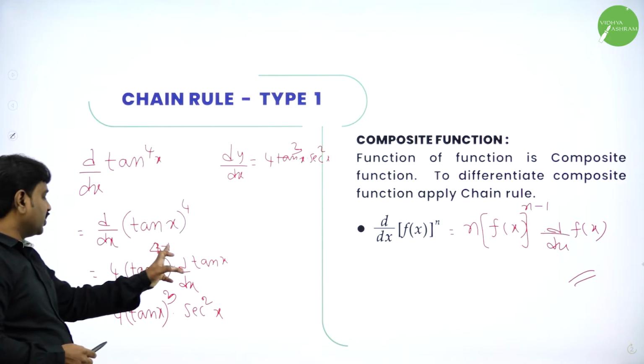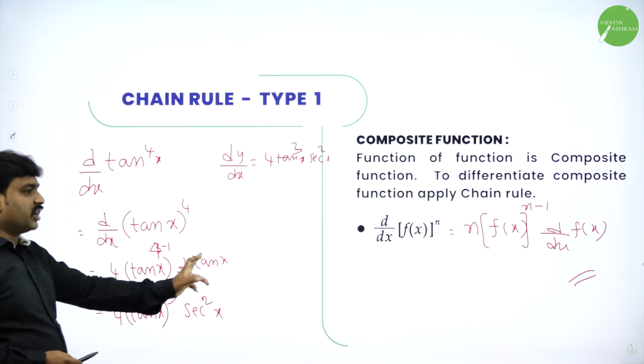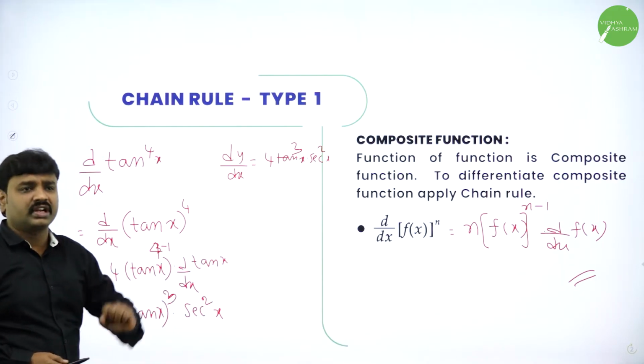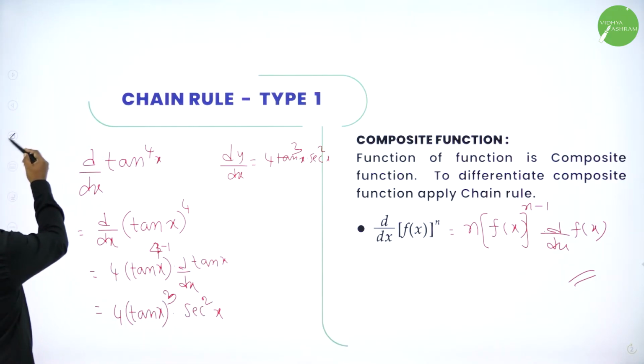n is what? 4. 4 minus 1 is 3, into d by dx of tan x. Derivative of tan x is what? Secant square x. Now, let me guide you through another method.